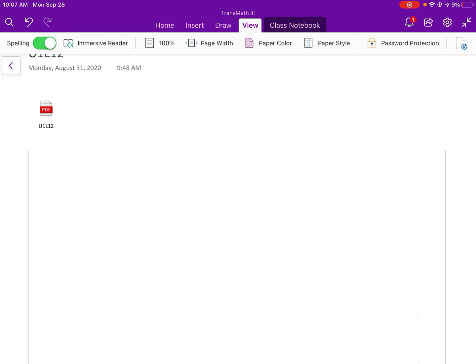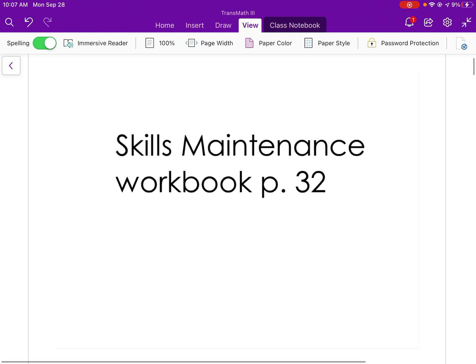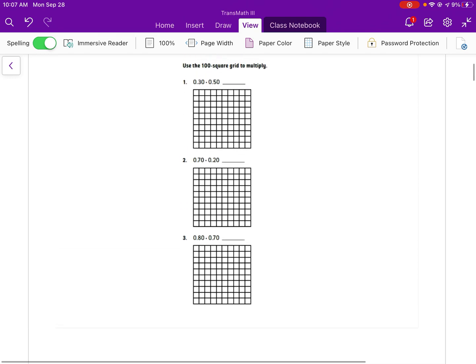Unit 1, Lesson 12. Today we're going to look at multiplying decimals traditionally. Last lesson we looked at it using the area model, but today we'll do the traditional method of doing that. But first, do page 32, skills maintenance, pause the video, and then we'll check our answers.